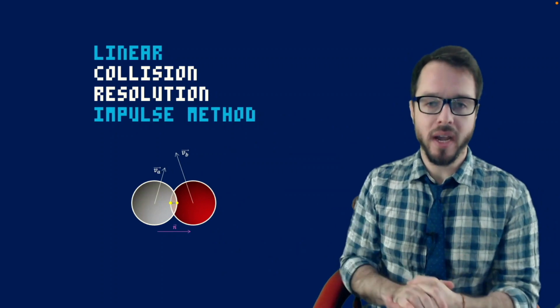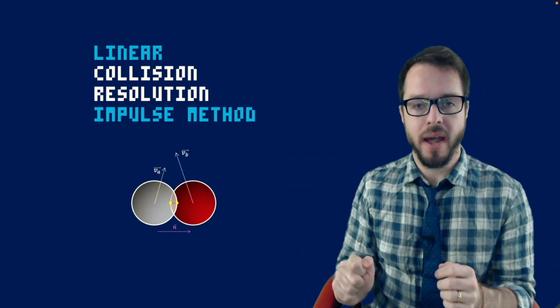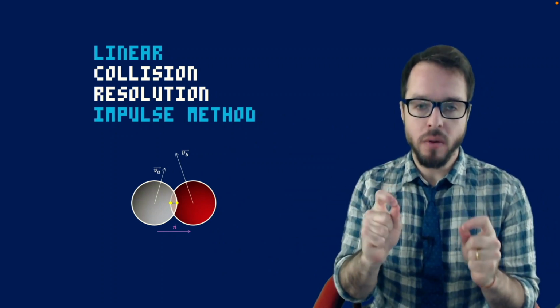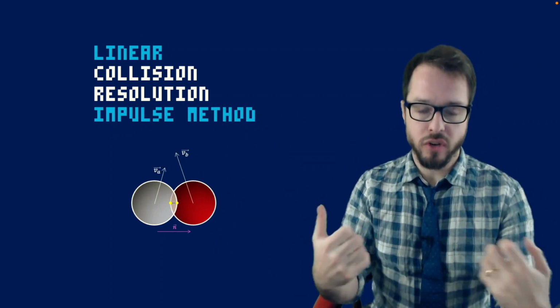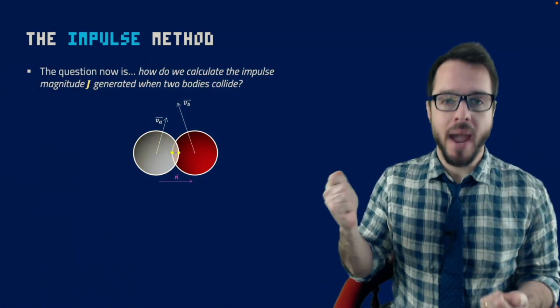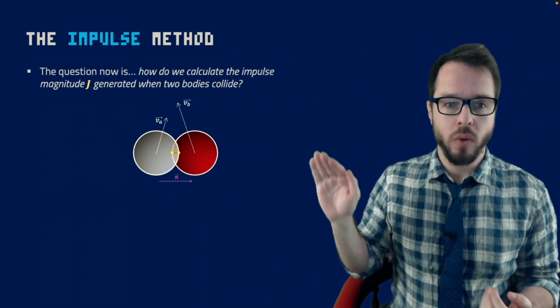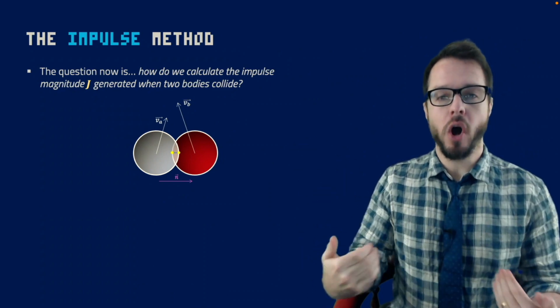All right, so this quick lecture right here has everything to do with us calculating, breaking down the math of finding the impulse vector magnitude. What is the value of the magnitude that we have to apply to bodies A and B to resolve that collision in a way that is similar to what we expect to see in the real world? So the question now is, how do we calculate the impulse magnitude J? And I'm calling the magnitude J just because of impulse, right? What is the magnitude of that impulse vector J generated when those two bodies collide?